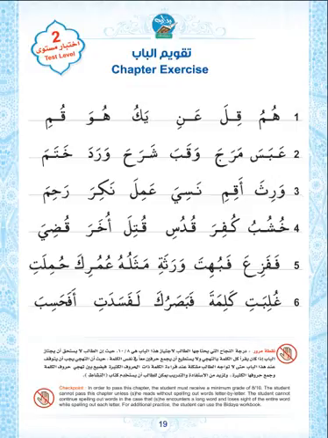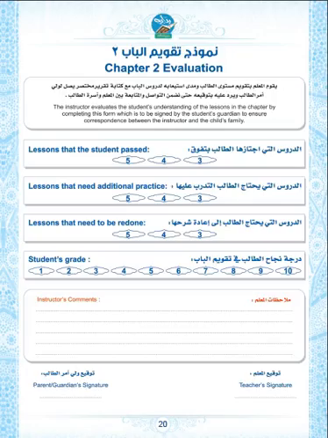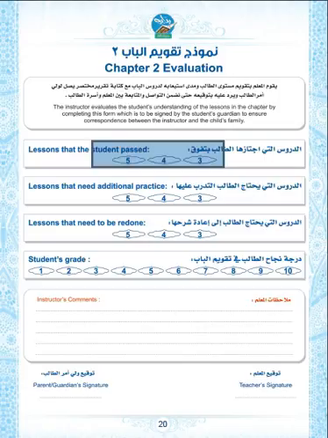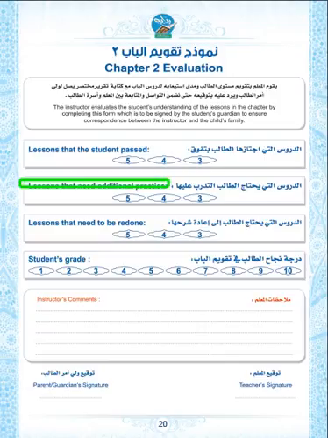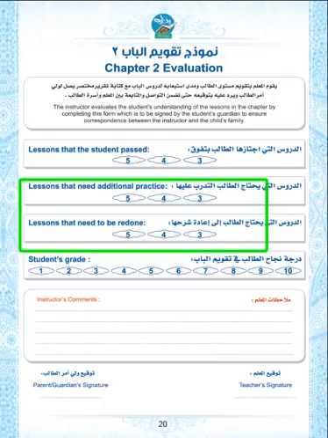And of course, after completing this assessment, the student can be evaluated in the Chapter 2 evaluation. As we mentioned before, this is the main form of communication with the student's parents, because most of the work takes place in class as well as in the home. So it's necessary for the parents to know which lessons the student passed, which lessons the student needs work and additional practice on, and which lessons the student needs to redo.